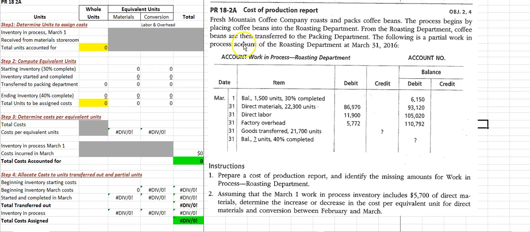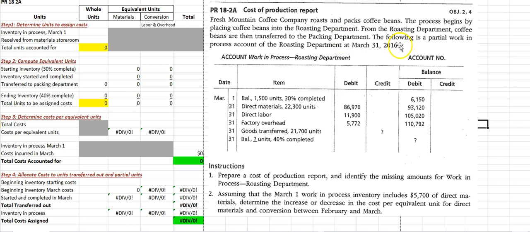Okay, so it says from the roasting department, the coffee beans are then transferred to the packing department. Okay, so you start off with raw materials, which are the beans. You send them to the roasting department, and from the roasting department, you send it to the packing department, and that's the whole process. So we're going to focus on allocating the cost of the roasting department to the beans that were completed and the beans that stayed in the roasting department for further processing.